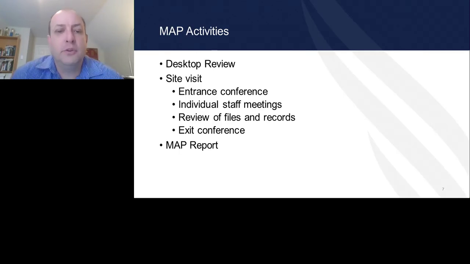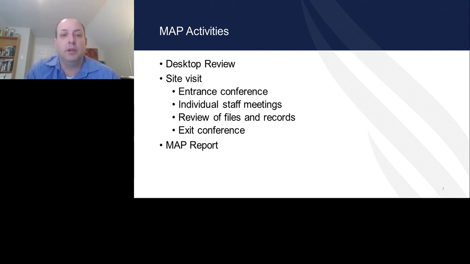There are two types of MAP that we would perform. One would be a desktop review. We've identified that we do not need to go out on site, but we can obtain information and have discussions with you via conference calls to identify those specific items, and we would do it just as a desktop review.